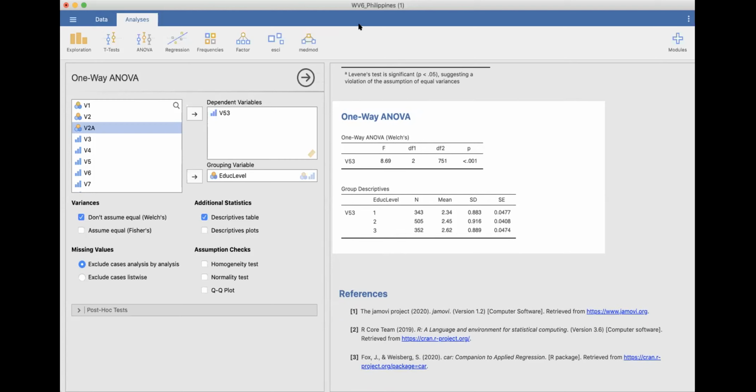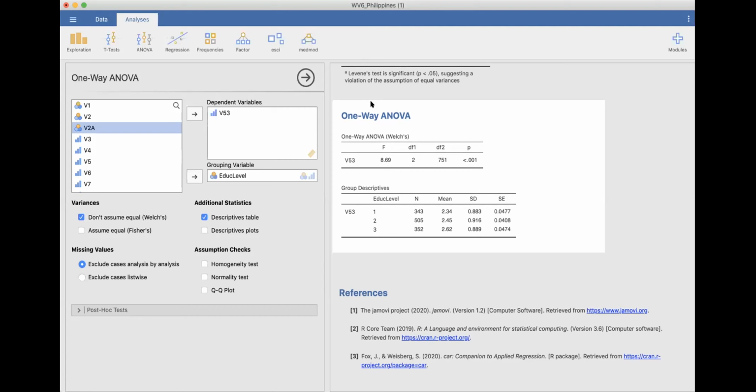Ma'am, this is where my question earlier about Jamovi is. What's the difference between one-way ANOVA and the regular ANOVA in Jamovi? Okay, the regular ANOVA allows you two-way. But actually, to be honest, you can use the other ANOVA also. But it allows you more than one DV, more than one IV.